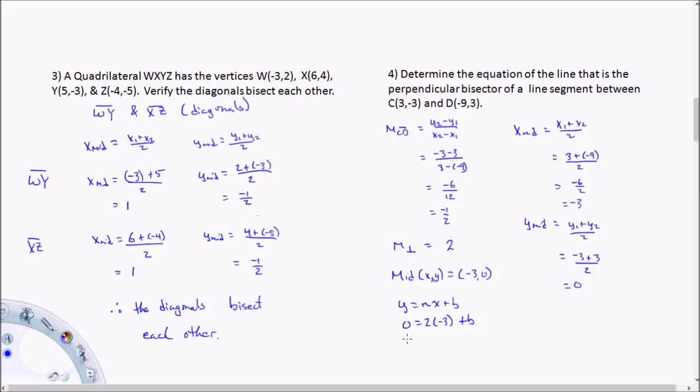So we would have 0 equals negative 6 plus b, and if we add 6 to both sides, we find that 6 is equal to b. Therefore, the equation of the line that we are looking to find is y equals m, which is 2, x plus b, which is 6. And that's our answer for question 4. And that's it for this video.